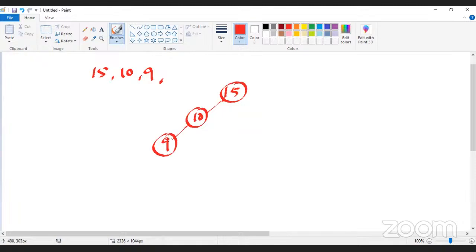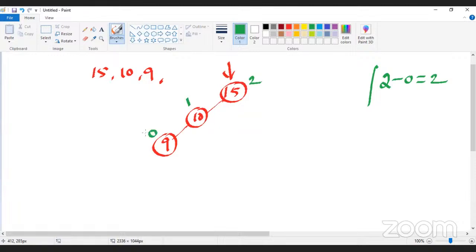Construct the BST. This is the root here. You can check that this is a BST, and you can check whether it is an AVL tree or not. What is the balancing factor of 15 here? It is 2, 2 minus 0. So the balancing factor is 2. The balancing factor of 10 is 1 minus 0, which is 1. And the balancing factor of 9 is 0.